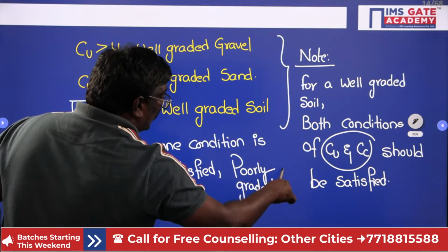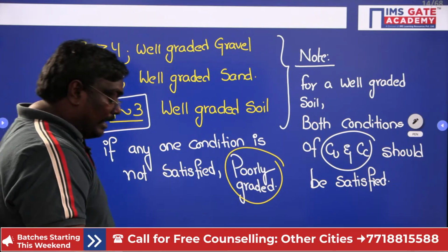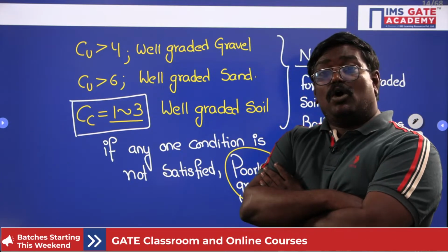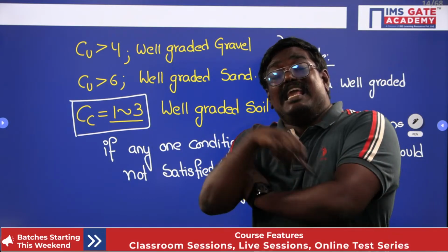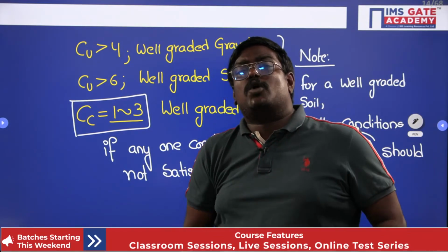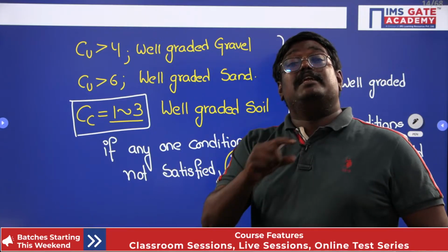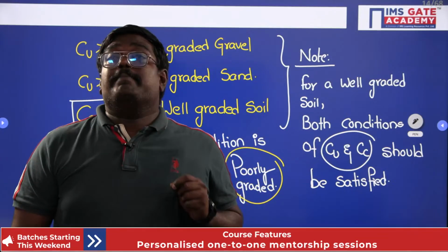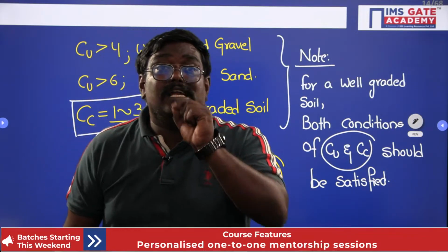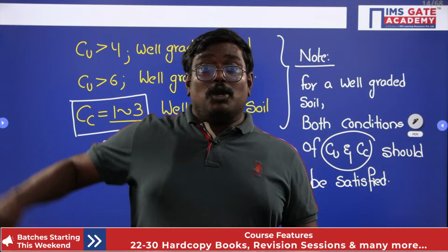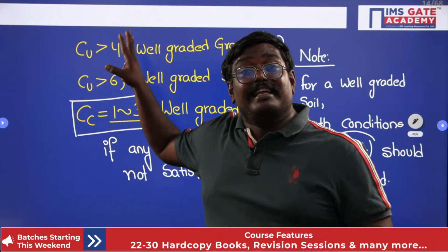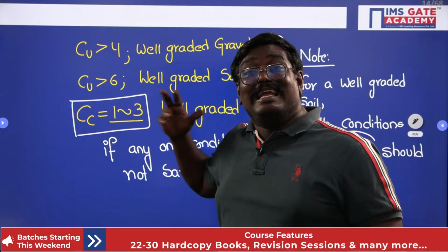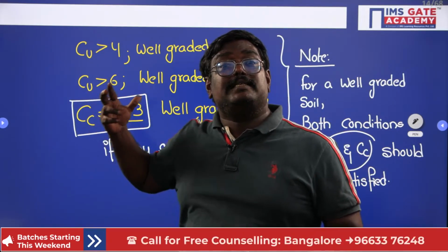For any soil to be well graded, it should satisfy both the conditions of Cu and Cc. If any one condition is not satisfied, then it is treated as poorly graded. So, this is very important when you are solving the GATE question, because Cu is the ratio of D60 upon D10. To find out Cc, it is D30 squared upon D60 times D10.